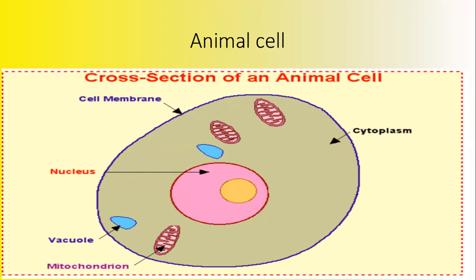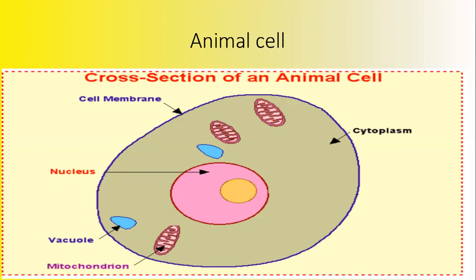The cell membrane is the outer covering of the cell. It provides protection to the nucleus, vacuole, cytoplasm, and other parts of the cell. It gives the cell a proper shape, whatever the shape is. The next one is vacuole.